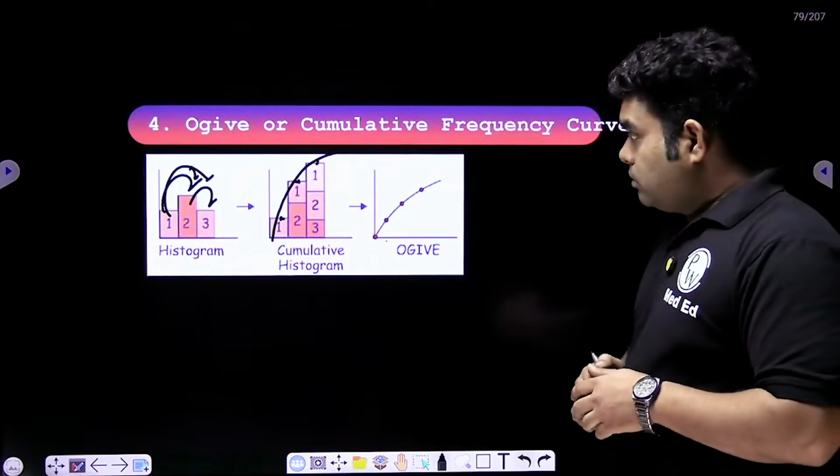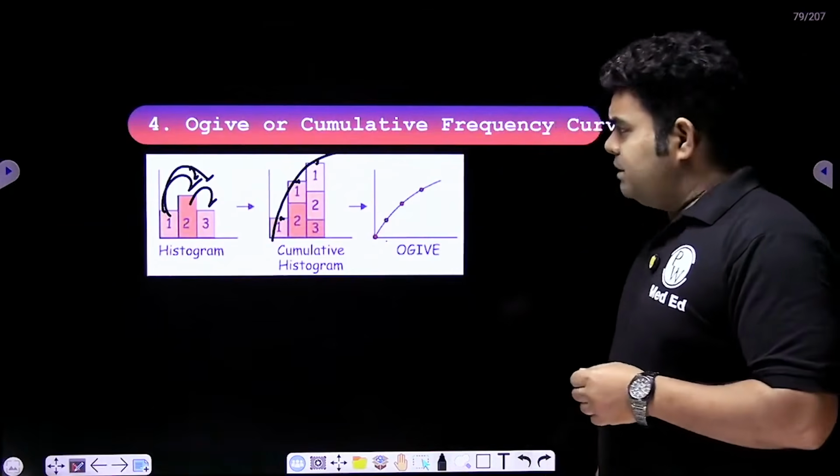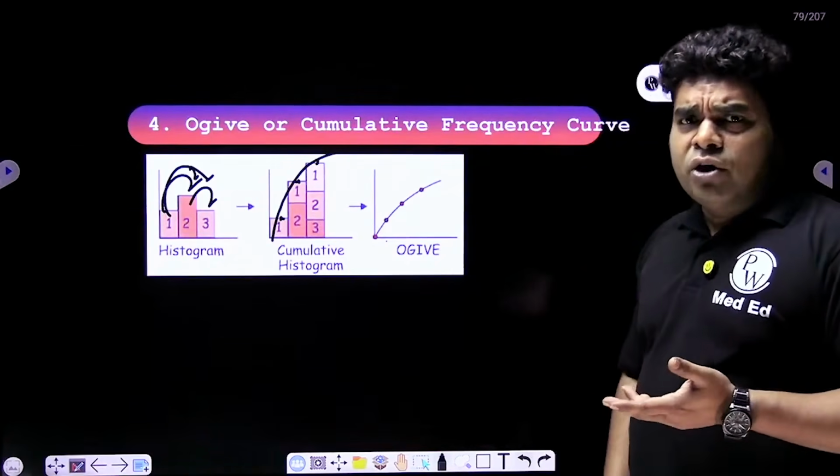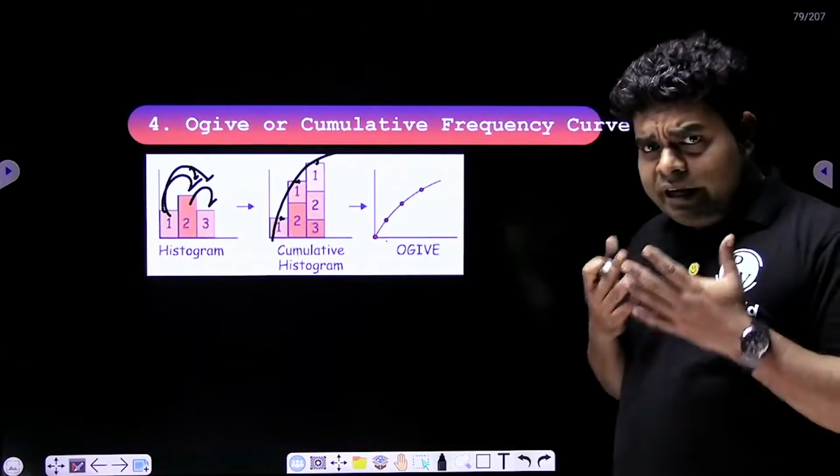And I was drawing it in one of the classes. A student said, "Sir, what are you doing? Are you doing OGV or ORGI? What does it mean? How does it help?" I said, it really helps.